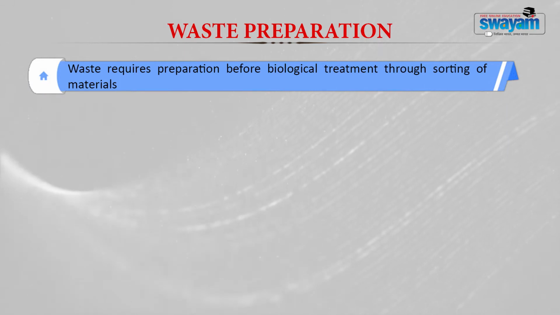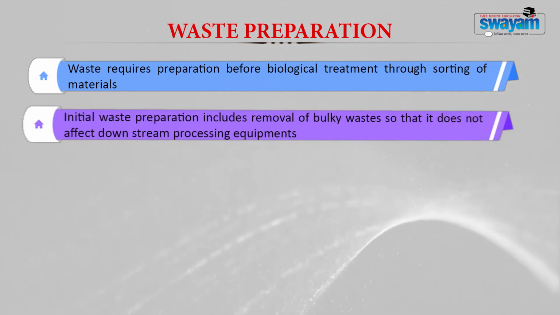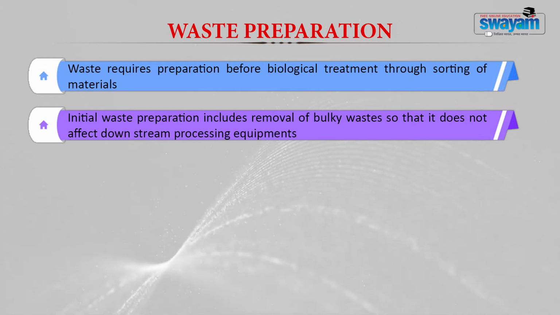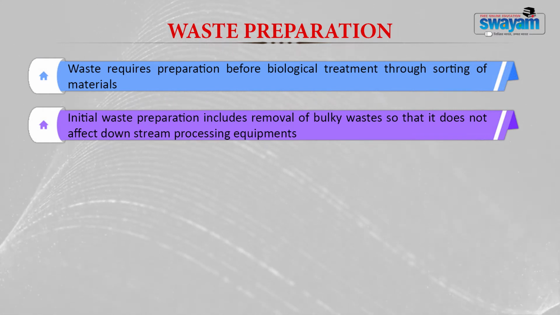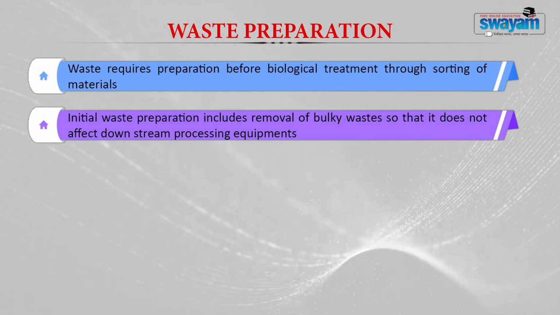Now, let us discuss each of the processes provided in the flowchart in detail. Once the waste is collected, as I told you, you have to subject it to preparation. The preparation is done prior to the biological treatment and it is done through sorting of materials. Here the bulky waste like carpets, mattresses, refrigerators, televisions, etc. will be removed. This removal is done to prevent the downstream processing equipment from being affected.